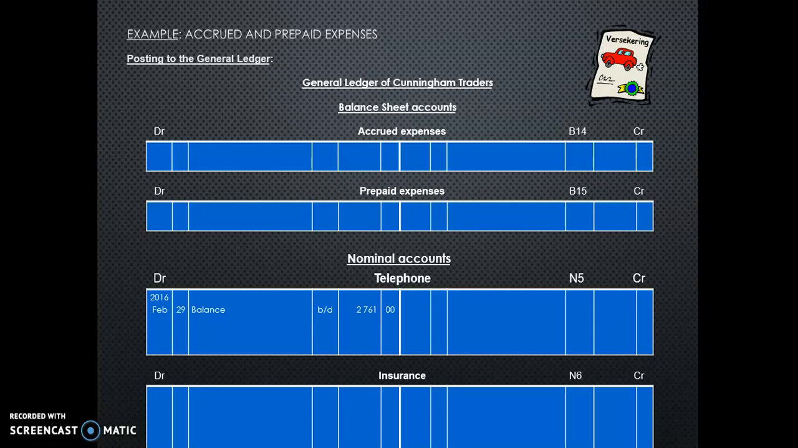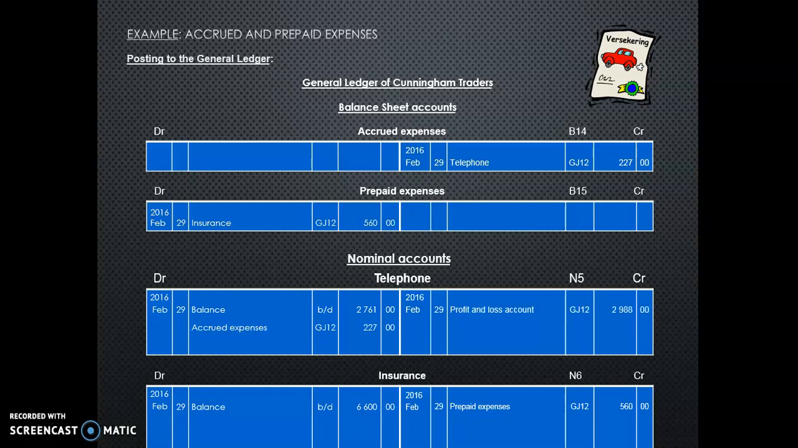Telephone debit balance because it's an expense. Insurance debit balance because it's an expense. Okay, telephone is increasing, 227 on the debit side, and the credit is accrued expenses. Insurance is decreasing on the credit side. Prepaid expense is an asset, 560. So my amount that I take to profit and loss for telephone, which is my actual telephone expense for the year, is more. It's 2,988. Insurance is a smaller amount because 560 is only relating to the next financial year.